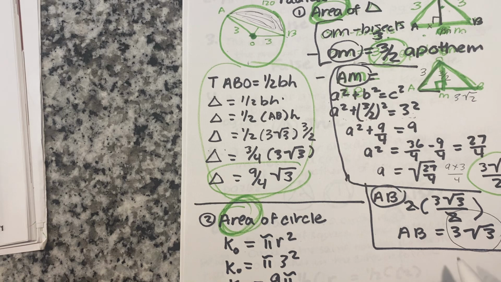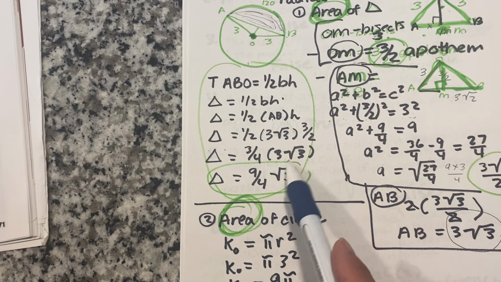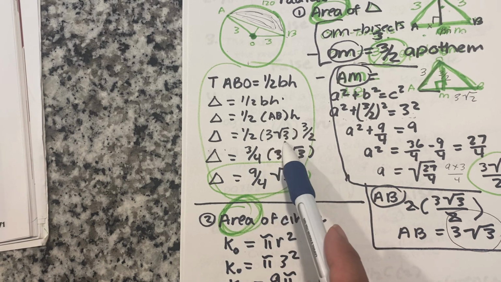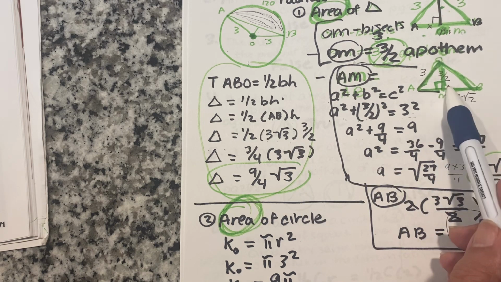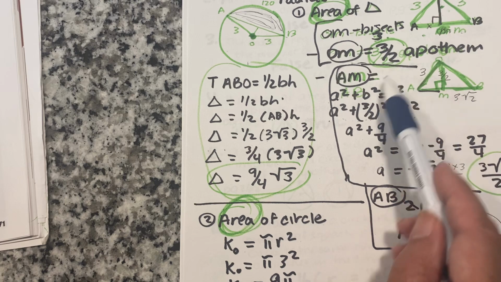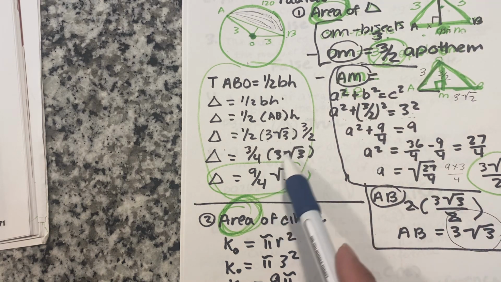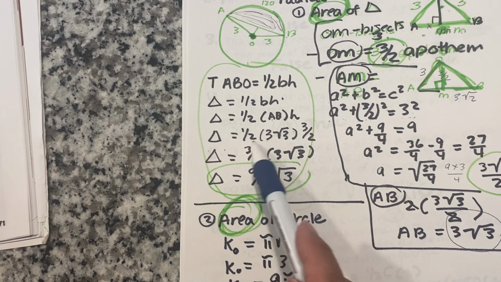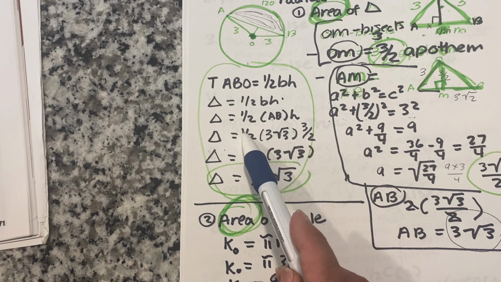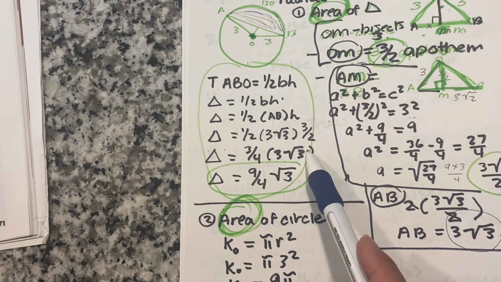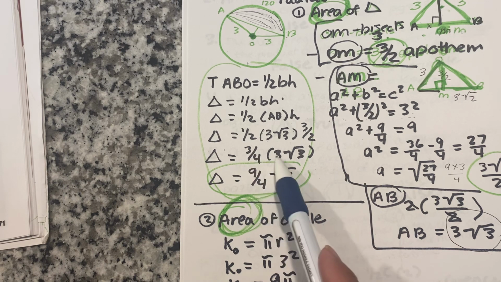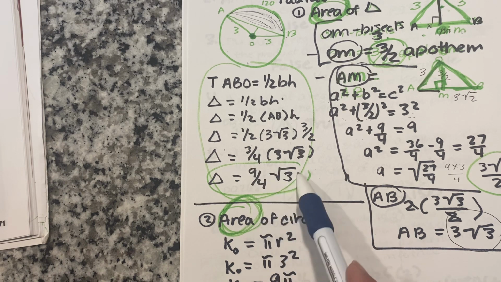3 times the square root of 3. So we plug that in, AB, 3 times the square root of 3. The height is going to be 3 halves. We already knew the height is OM, it's going to be 3 halves. So we plug that in, 1/2 times 3 halves, and we get what? 3 fourths. So it's going to be 3 fourths times 3 times the square root of 3. Also, we multiply 3 times 3, so we have 9 fourths times the square root of 3.